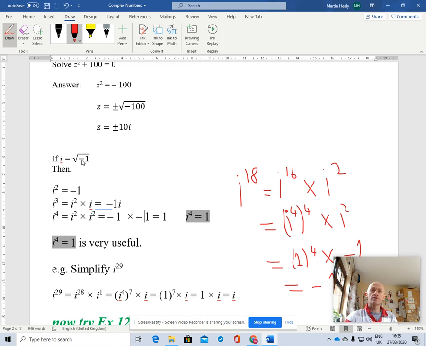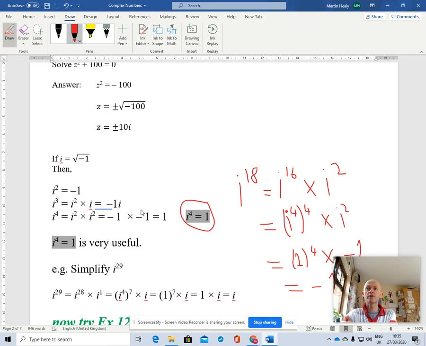And then some other little tricks here. If i is equal to the square root of -1, then i squared is equal to -1, because you square to get rid of the square root. i cubed will break up into i squared times i, and we know that i squared is equal to -1, so it ends up being -i. Then i to the power of 4 is a useful one, because you end up with i squared times i squared. That is -1 times -1, which is equal to 1. So i to the power of 4 is equal to 1.